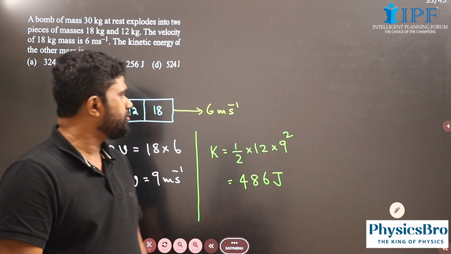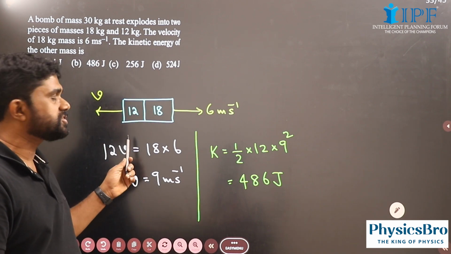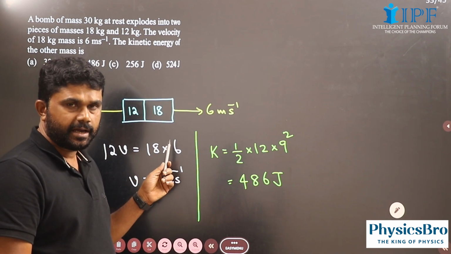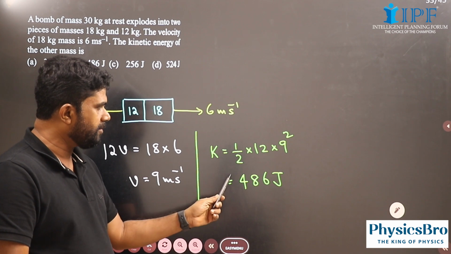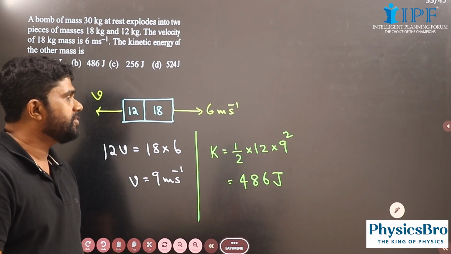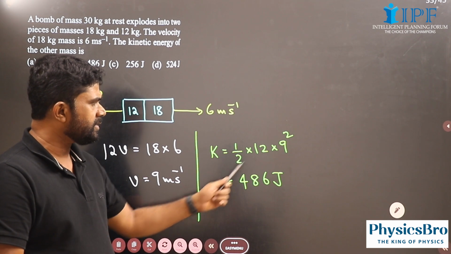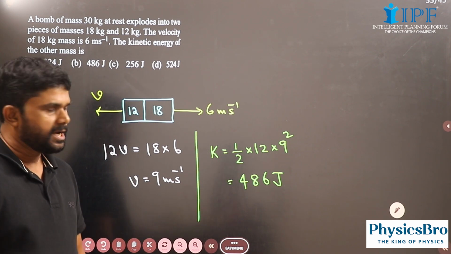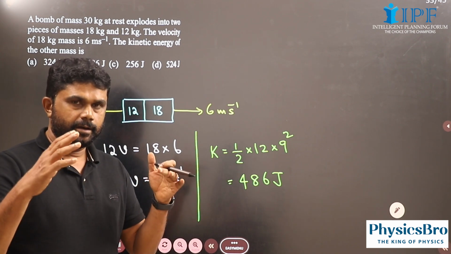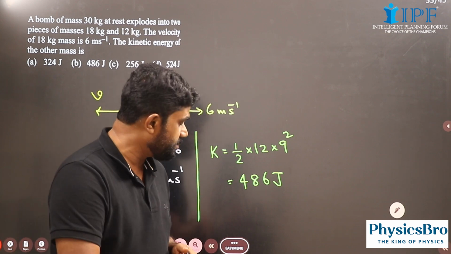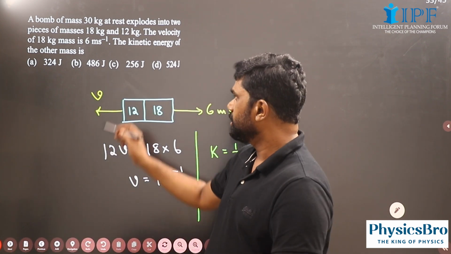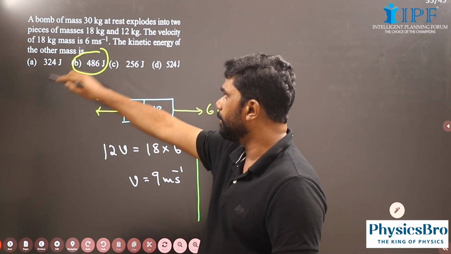We have to find the kinetic energy of this 12 kilogram piece. The expression is half mv square, half mass is 12 kilogram and velocity is 9 meter per second. So it will be, see, 9 square is 81 and 12 by 2 is 6. 81 into 6 will be 486 joule.